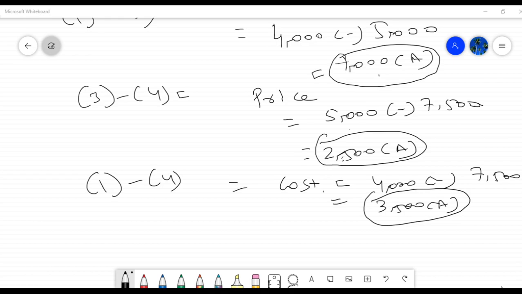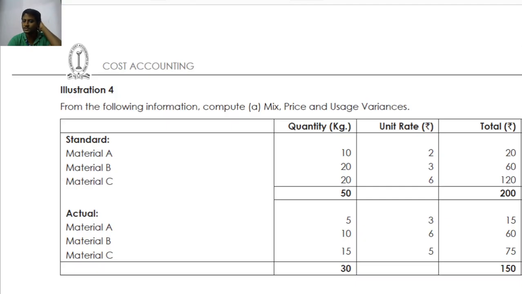So just go through the question. Standard material is given, actual material is given. Standard: material A 10 kgs, material B 20 kgs, material C 20 kgs, total quantity 50 kgs. Actual: material A 5 kg, material B 10 kg, material C 15 kg, total quantity used 30 kg. This is the question actually, nothing else is given. So from this only we have to find out the answer.